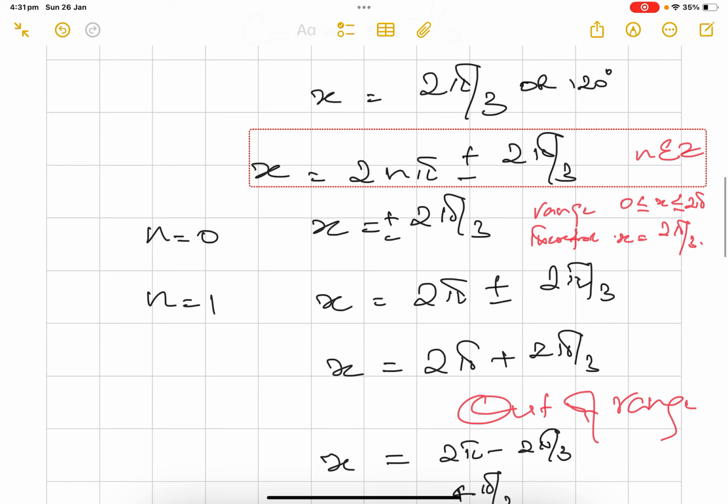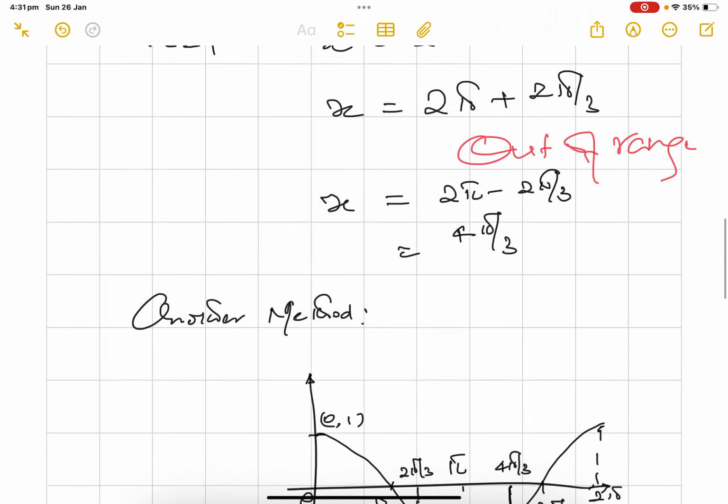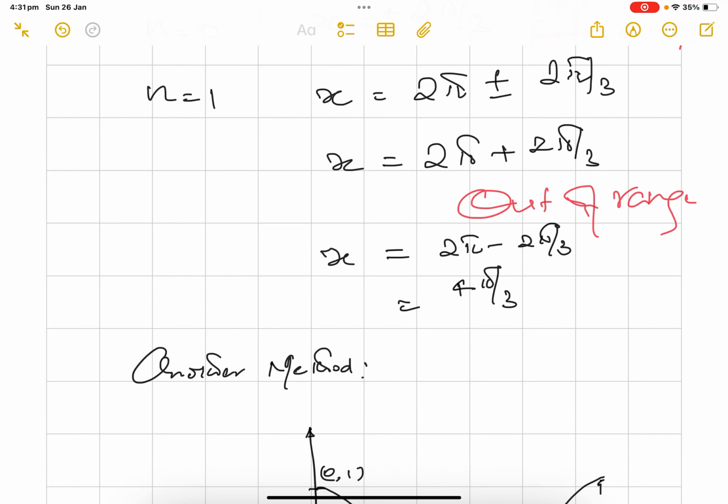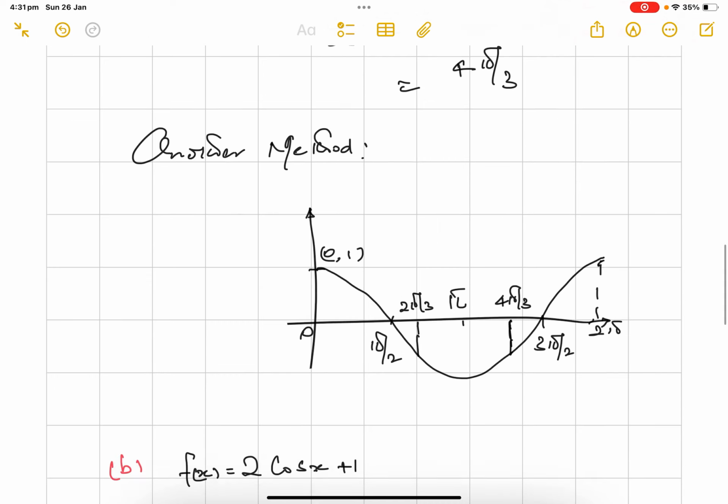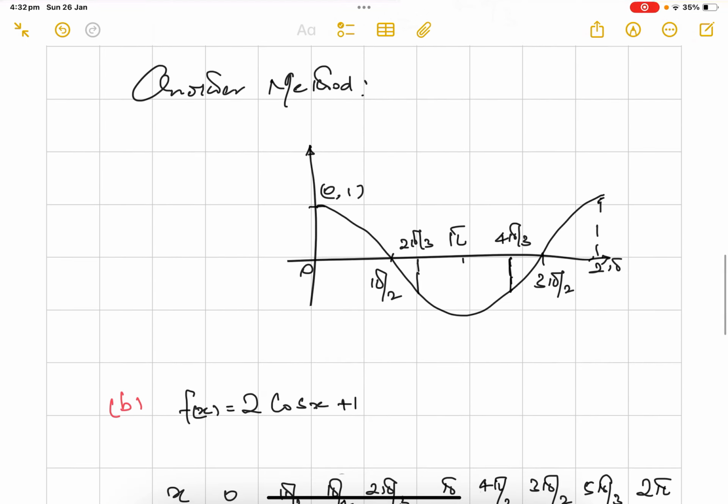But those of you who can't remember the general formula of x equals 2n pi plus or minus theta, don't panic. You can use another method without that formula. All you need is to know the waveform of cos theta or cos x. So here is the cos waveform between 0 and 2 pi.